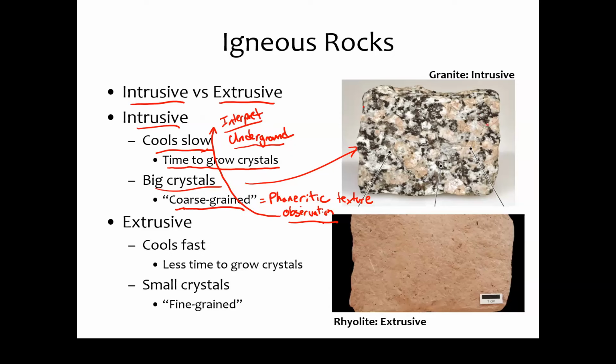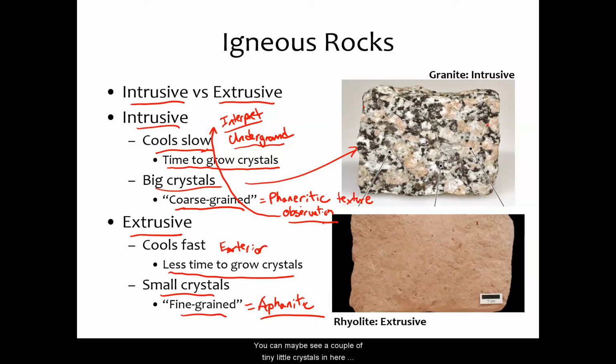So intrusive, inside Earth. Extrusive, exterior to Earth. Cools fast, on Earth's exterior. Because it's cooling so fast, it has less time to grow crystals, and you end up with very small crystals. Fine-grained, also known as an aphanitic texture. That's an A, aphanitic, without crystals. You can maybe see a couple of tiny little crystals in here, that one there. But for the most part, you're only going to see crystals in here if you zoom in with a microscope and look at it really closely. Rhyolite is extrusive. Turns out these rocks have the same composition. It's the same stuff that makes it up. The only difference is their texture.